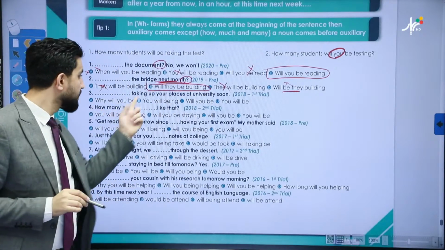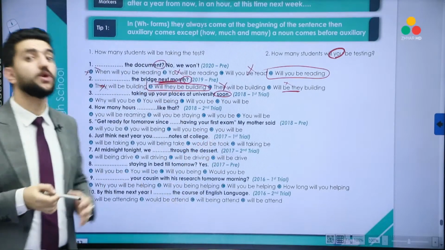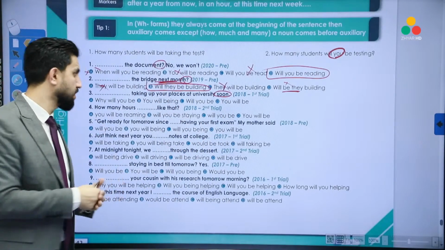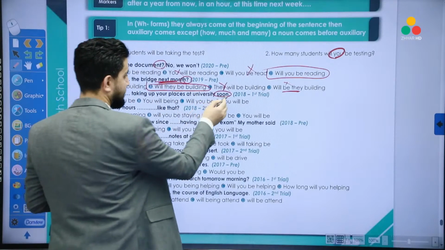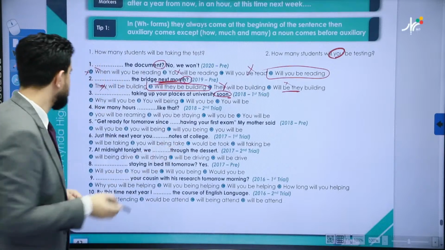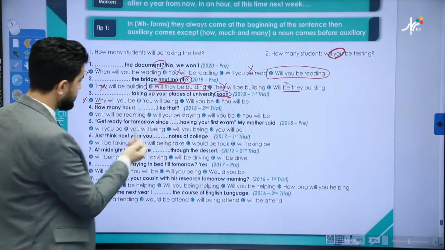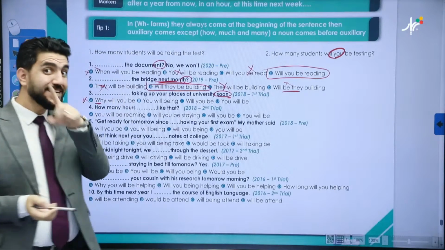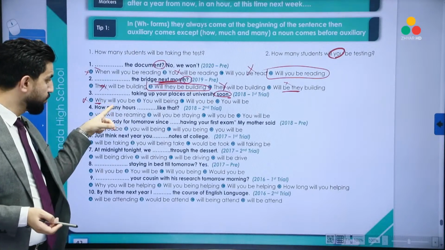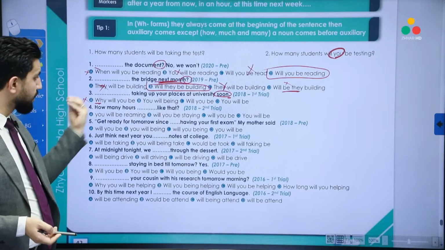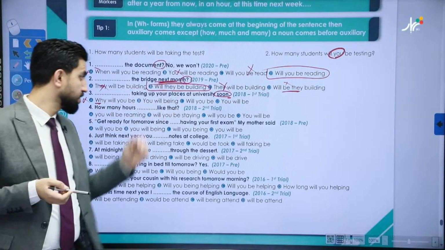Okay. What about this one? Taking up your places at university soon. Since it's soon, you know that it's about future continuous. Okay. Which one do you think is correct? Is the question mark? No, it's not. It's not question. So why is wrong? Why, Mr. Zhyar? WH question needs a question mark. It's not, so it's wrong. And it's also wrong because we have will you be? We can tell through the question. So here it's wrong because it's a question, but without a question mark.